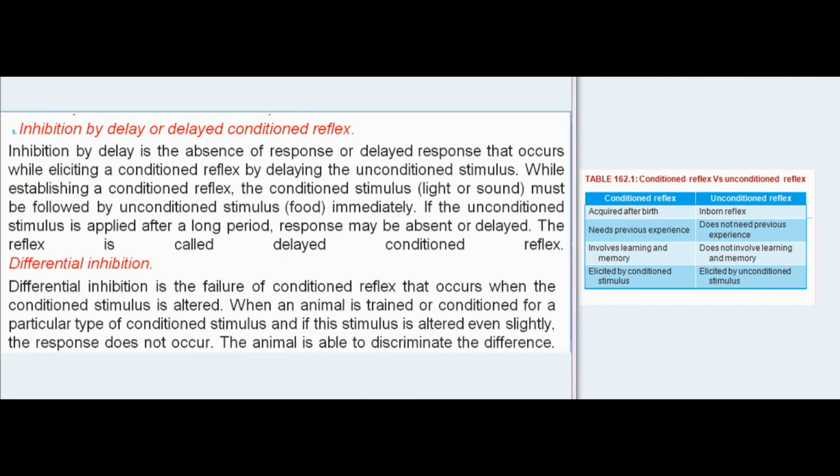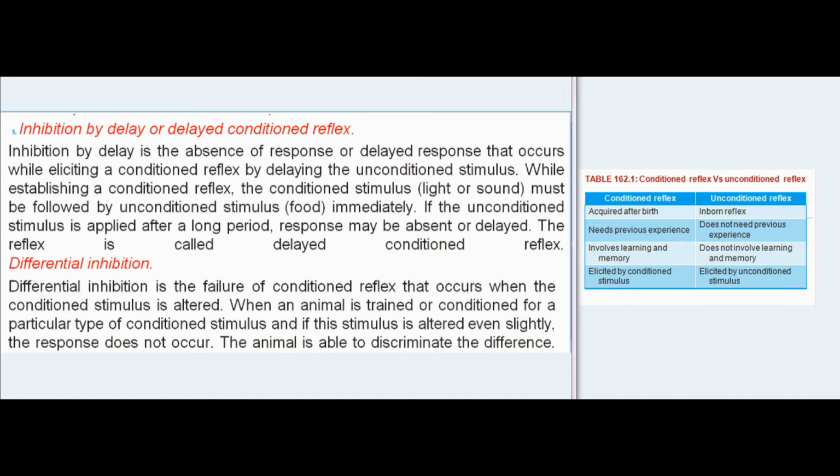Inhibition by delay or delayed conditioned reflex. Inhibition by delay is the absence of response or delayed response that occurs while eliciting a conditioned reflex by delaying the unconditioned stimulus. While establishing a conditioned reflex, the conditioned stimulus, light or sound, must be followed by unconditioned stimulus, food, immediately. If the unconditioned stimulus is applied after a long period, response may be absent or delayed. The reflex is called delayed conditioned reflex.